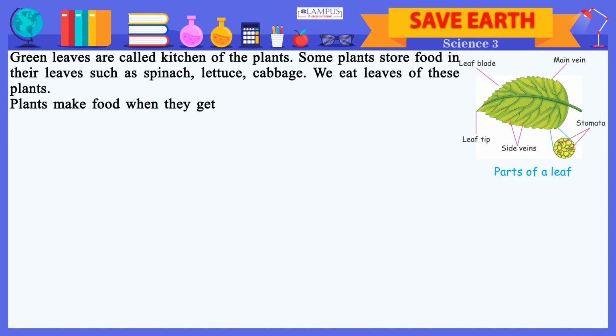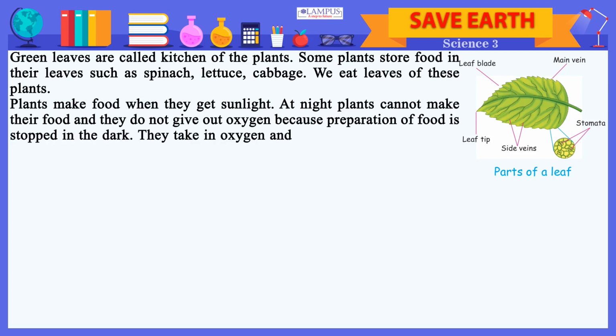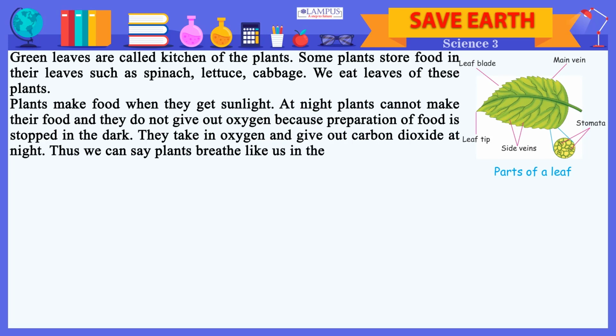Plants make food when they get sunlight. At night plants cannot make their food and they do not give out oxygen because preparation of food is stopped in the dark. They take in oxygen and give out carbon dioxide at night. Thus we can say plants breathe like us in the dark.